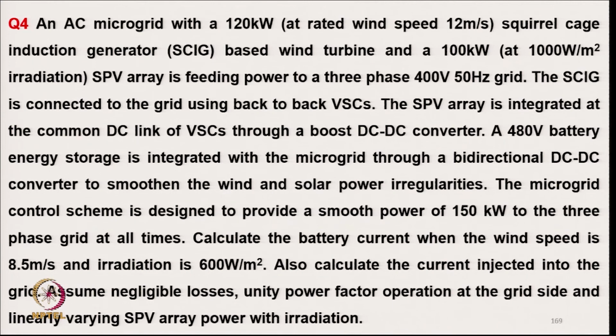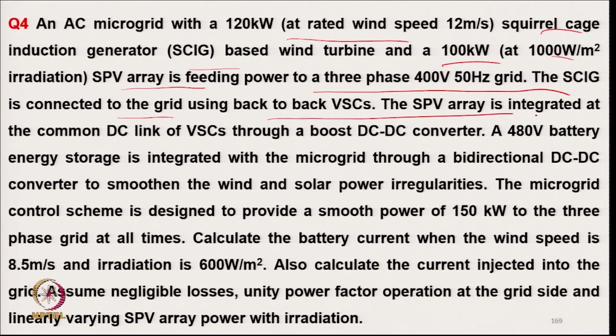Coming to the fourth example, an AC microgrid with a 120 kilowatt squirrel cage induction generator based wind turbine at a rated wind speed of 12 meter per second, and a 100 kilowatt solar PV array feeding power to the 3 phase 400 volt 50 Hz grid. The squirrel cage generator is connected to the grid using a back-to-back voltage source converter, and the PV array is integrated to the common DC link of the VSC through a boost converter. A 480 volt battery energy storage system is integrated with the microgrid through a bidirectional DC converter to strengthen the wind and solar penetration.